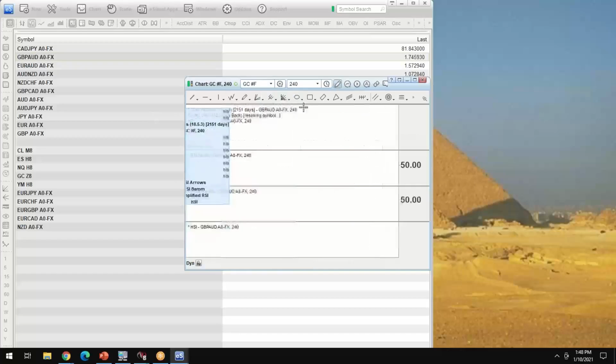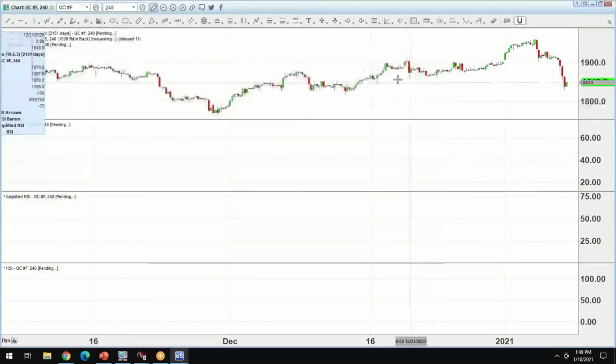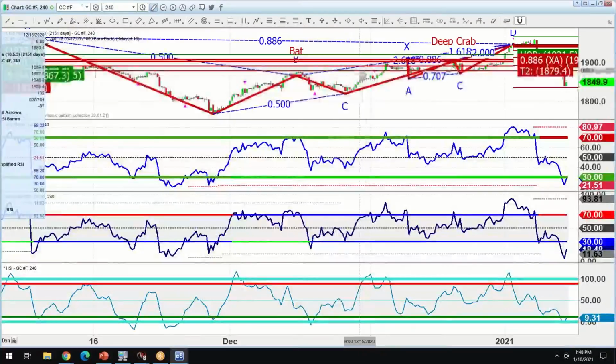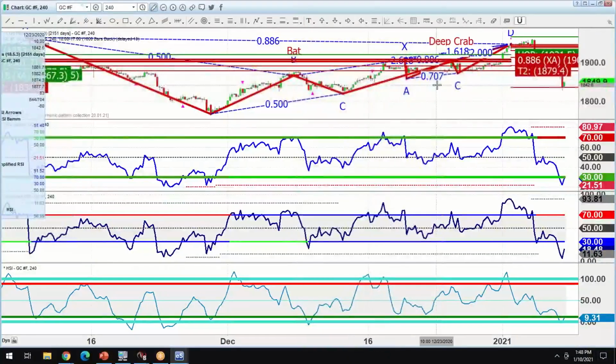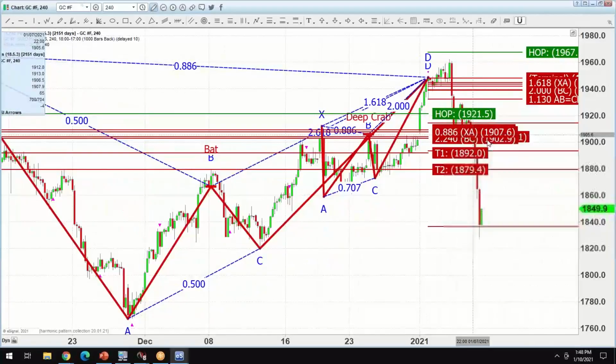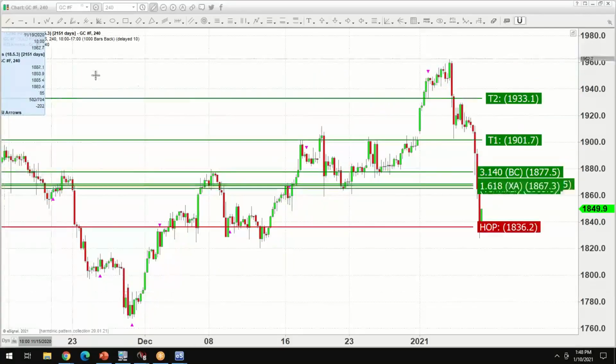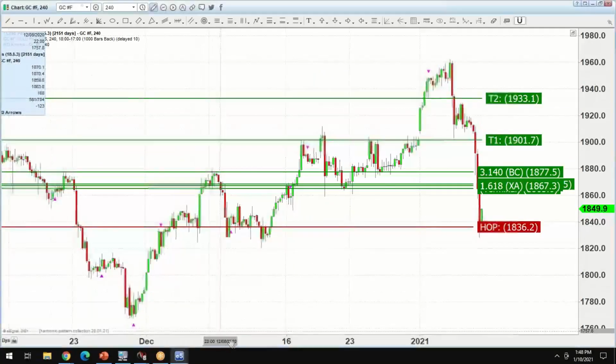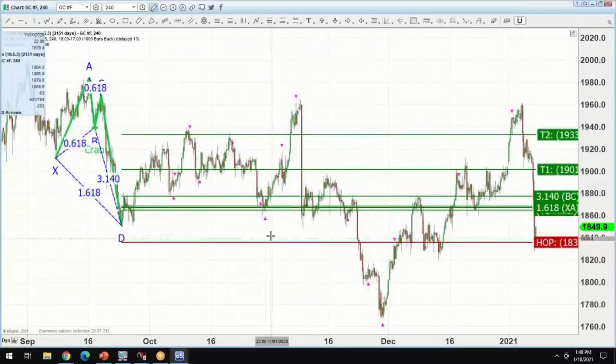Here's gold. And so now we're back at the retest. Yeah, there you go. So here's the deep crab and the bat you were referencing, and this was something we talked about last week in our session. And let me bring up the other pattern from long ago that we've been highlighting. There it is. So we're back at the hop level, folks. This is that crab pattern, all the way back from there.